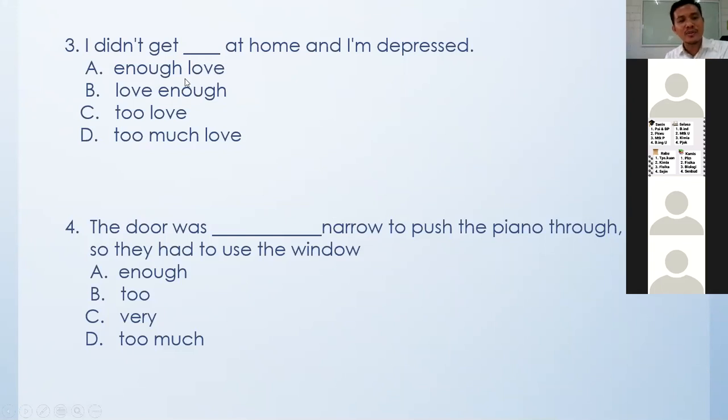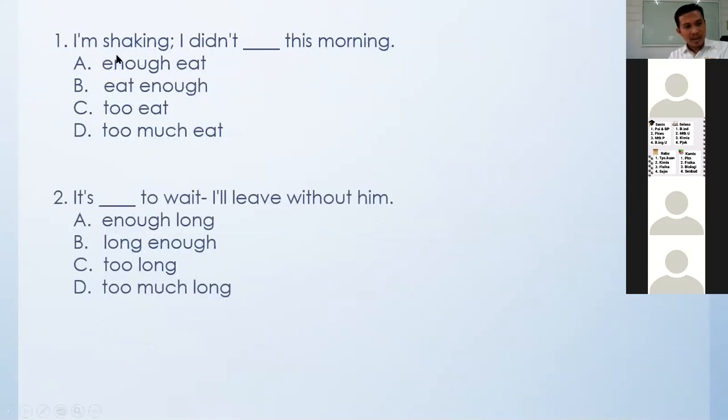Tapi ketika enough itu digabungkan dengan kata sifat, gimana? Enough last, sir. Okay, adjektifnya first and then enough-nya. Kalau enough digabungkan dengan kata kerja, verb, bagaimana posisinya? Where is the position of enough? In the last, sir. I didn't eat enough. Jadi posisinya sama dengan adjective. Okay. In the last. That's right. Very good.